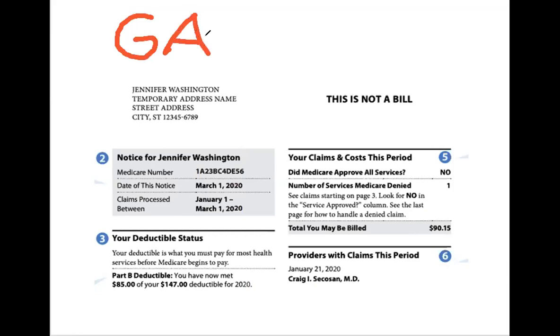GA is attached to the CPT code to let Medicare know, hey, Medicare, we have assigned an ABN on file, and we're letting you know we have it on file, and that's why they're telling the patient that they may be billed for that service. And they say may be billed because we might have collected the money up front.